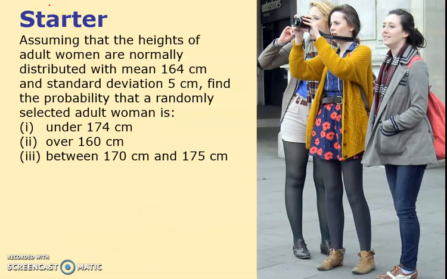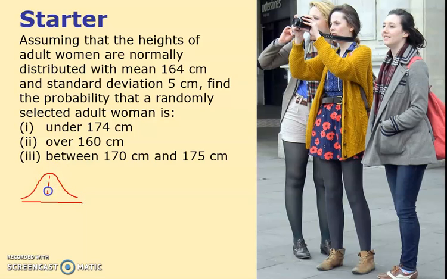So a little starter, this is what we've seen so far. This is a find the probability question. These are the standard questions that we get on the normal distribution for maths. And it says, assuming that the heights of adult women are normally distributed with mean 164 and standard deviation 5, find the probability a randomly selected adult woman is these things. Okay, so what do? Well, I'm going to start off, obviously on part 1, I'm going to draw a curve.